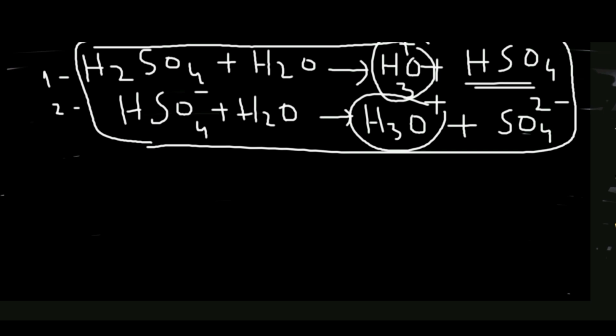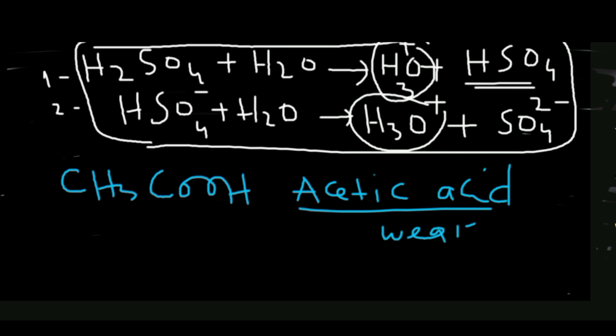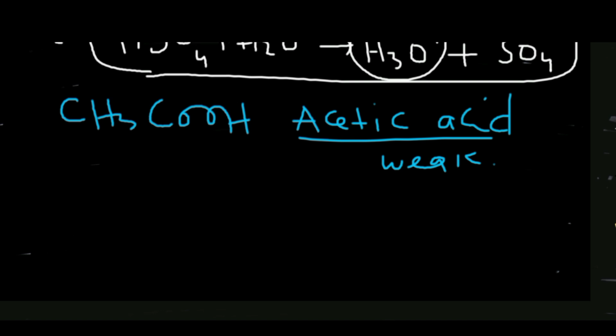Similarly, if we take the example of acetic acid, we can say that acetic acid is not a strong acid. It is an acid but not a strong acid. It is a weak acid because it is partially dissociated in aqueous solutions. So this is acetic acid.